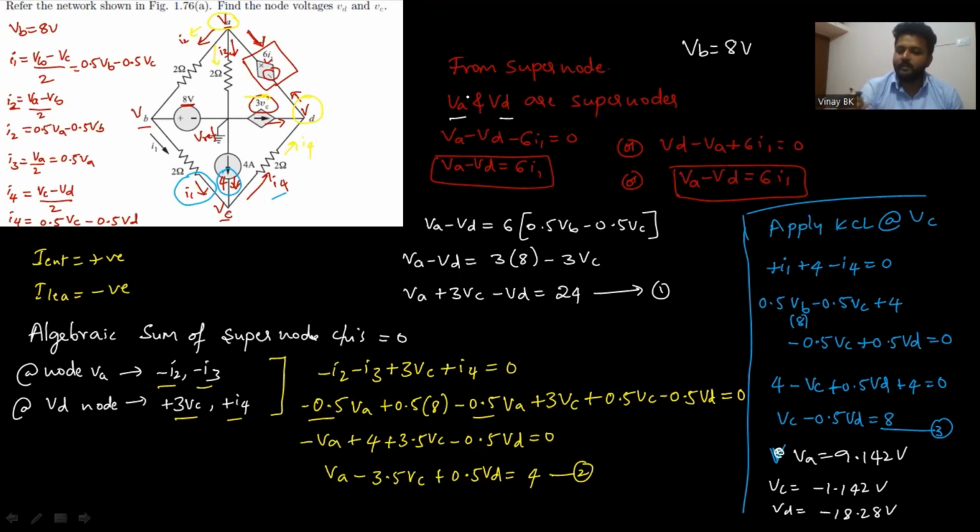So you can write 1.142 volts falling with respect to negative. You have to write it this way. So if you have any doubts, feel free to write in the comment box.